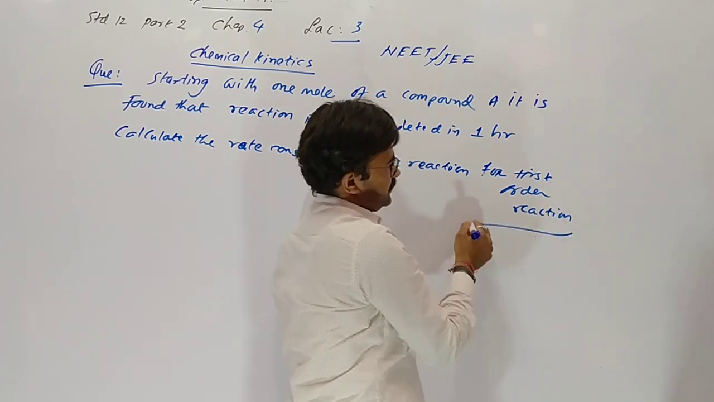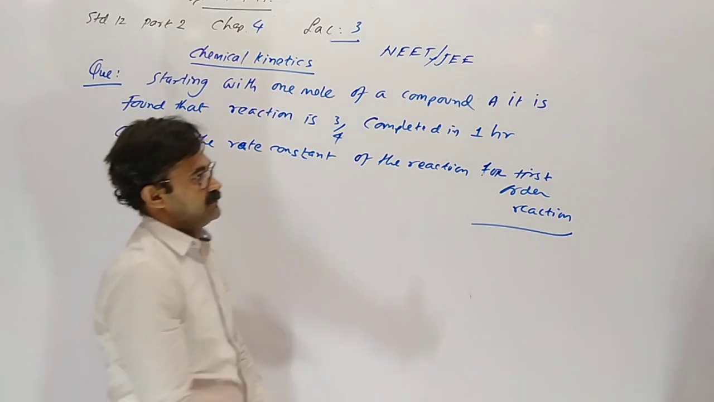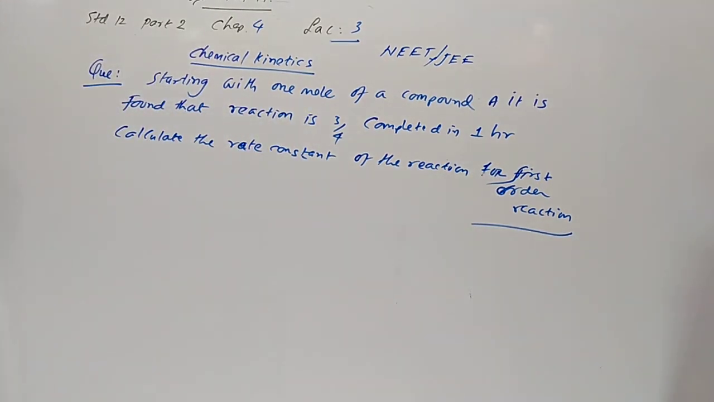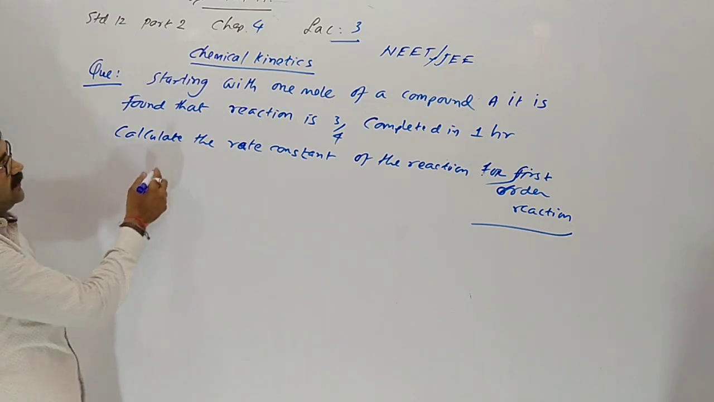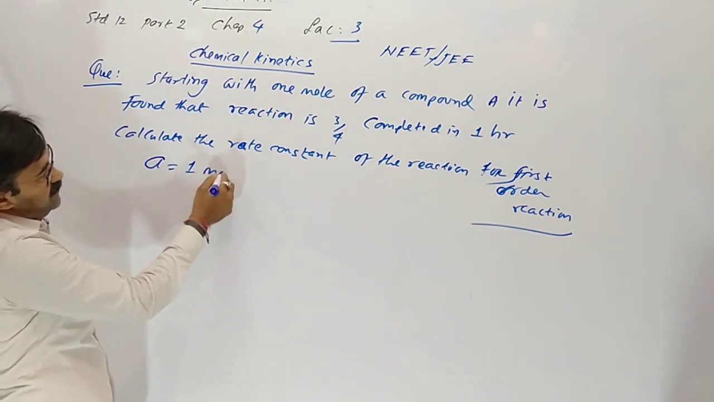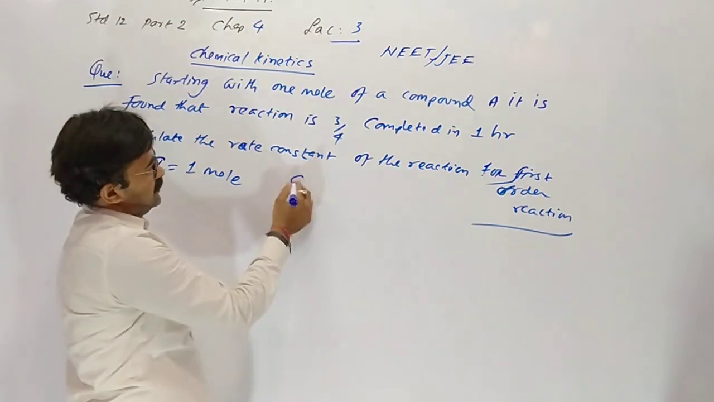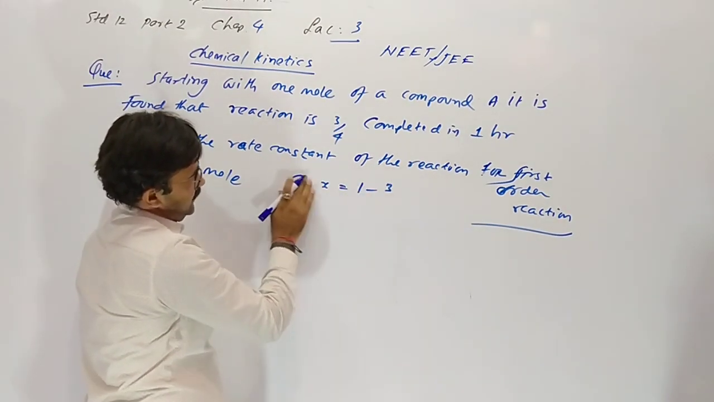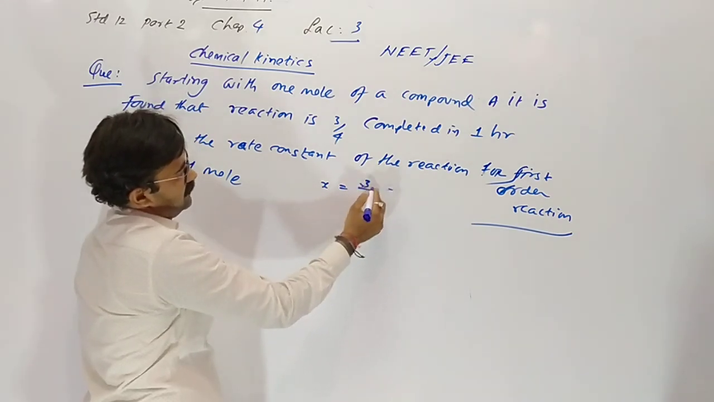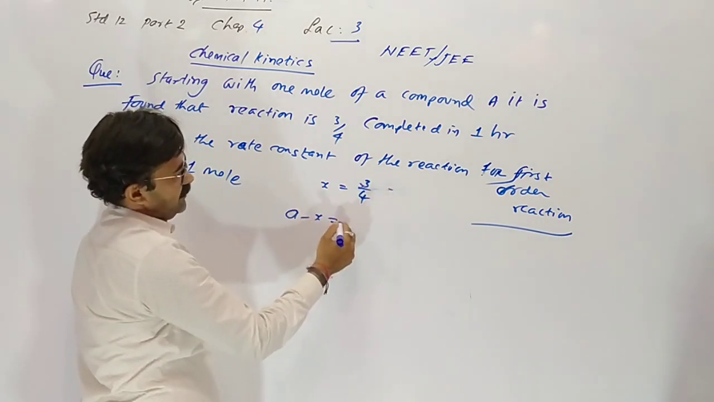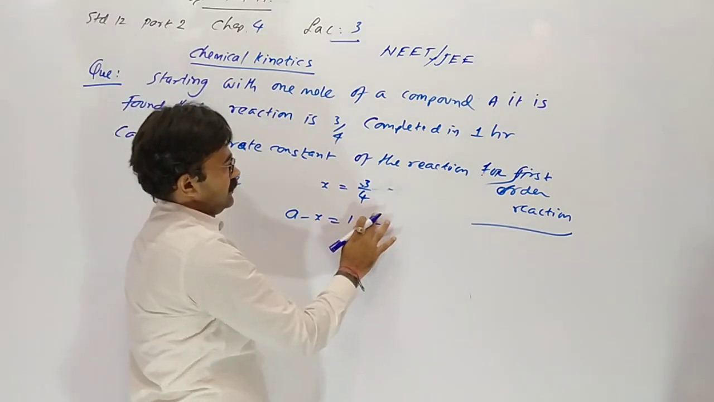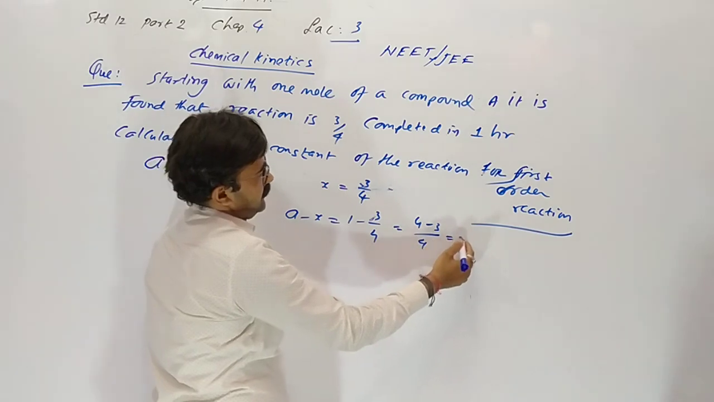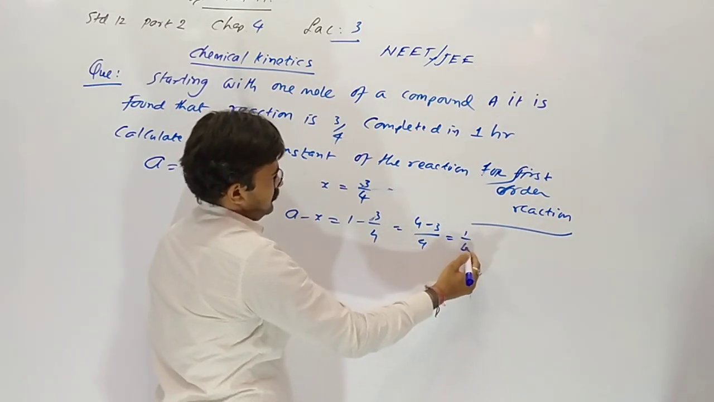Order of reaction is given, which is first order reaction. Find out the rate constant. Here initial concentration is 1 mole. Now remaining is a minus x. So x equals 3/4 completed. So remaining a minus x is 1 minus 3/4, so 4/4 minus 3/4, 1/4.